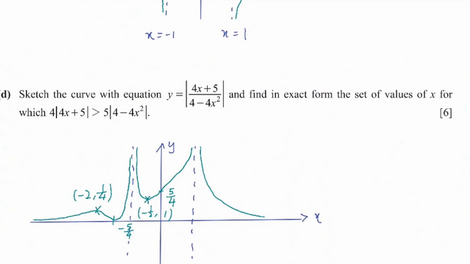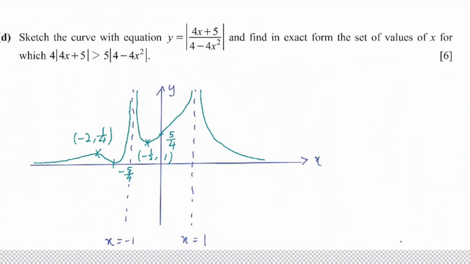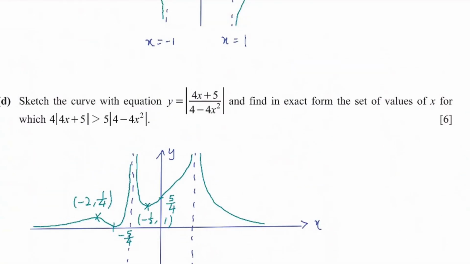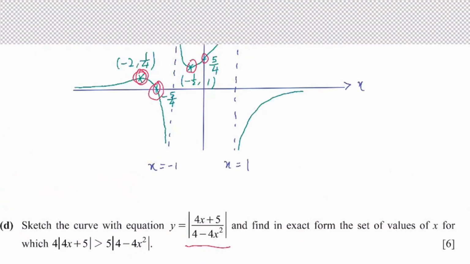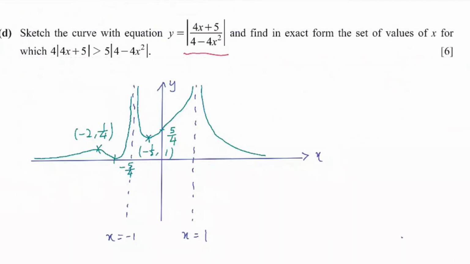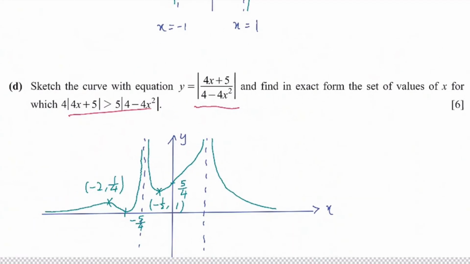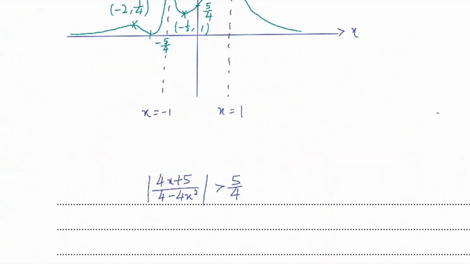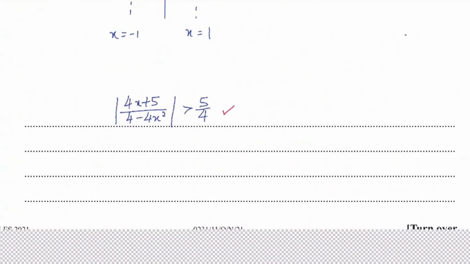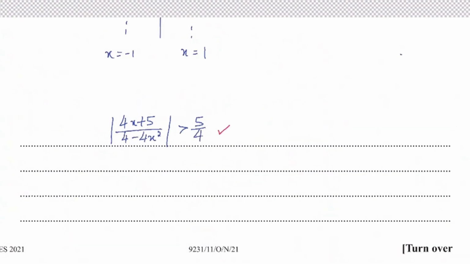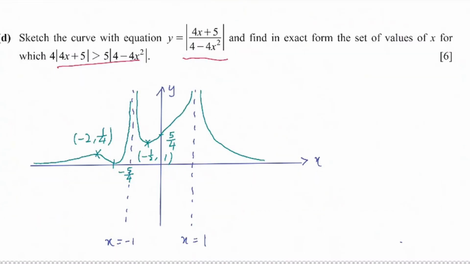Part D. Sketch the curve with this equation, and find in exact form the set of values of x for which we have this inequality here. So what happens here is that we want to sketch this, which is actually reflecting the graph. Reflecting the graph is not an issue, it's quite easy to reflect that. Okay, so we have to solve this one. When we rearrange it, it is actually this one here. It is to solve the modulus is greater than 5/4.